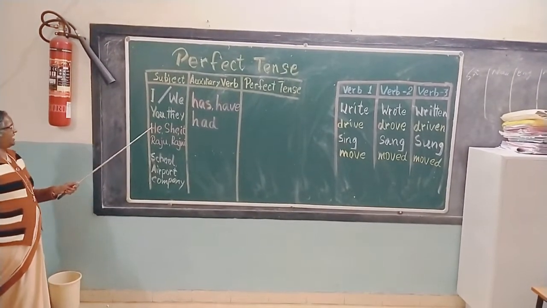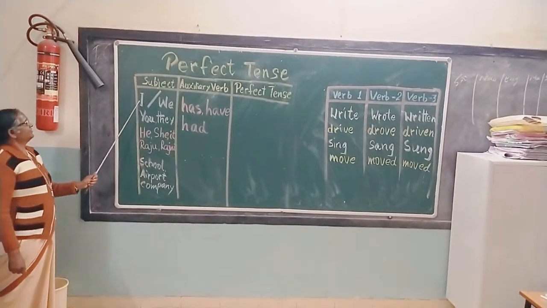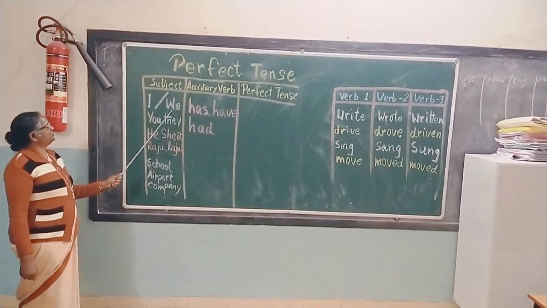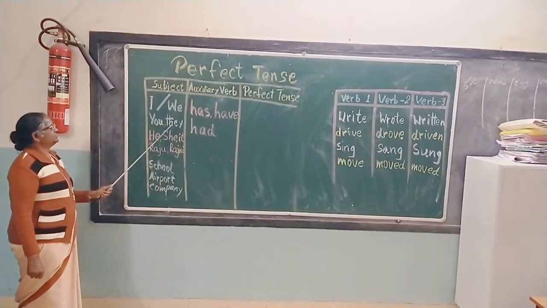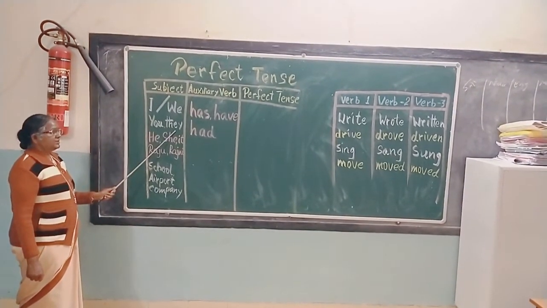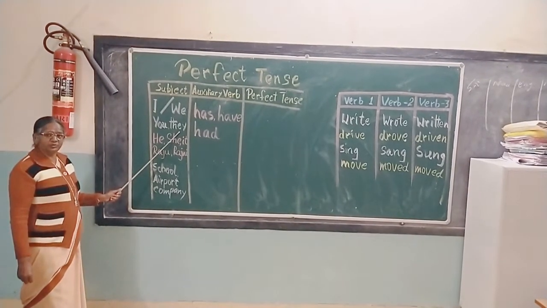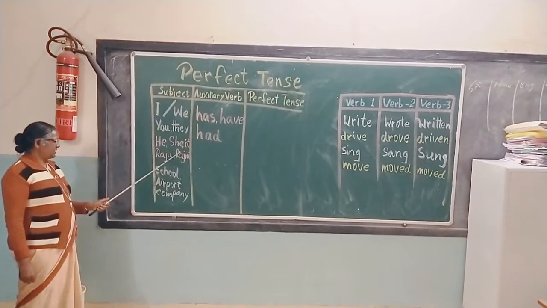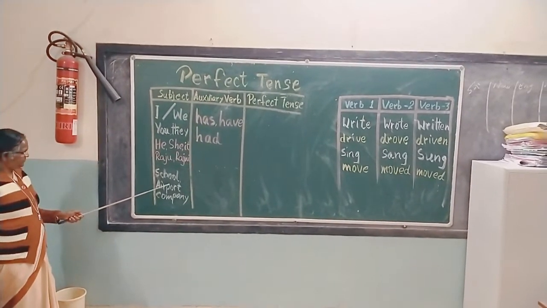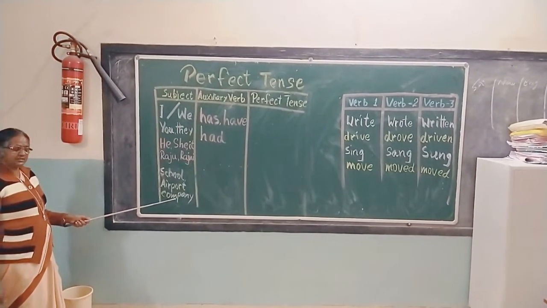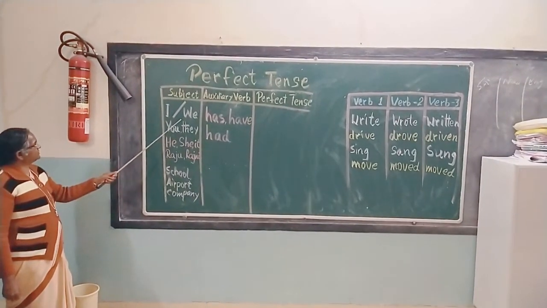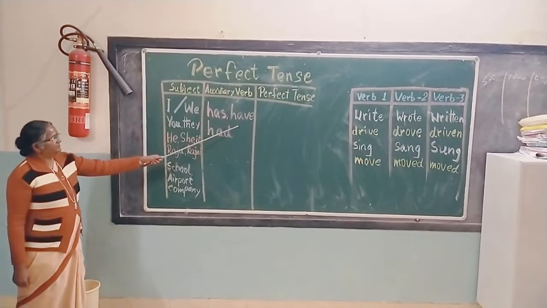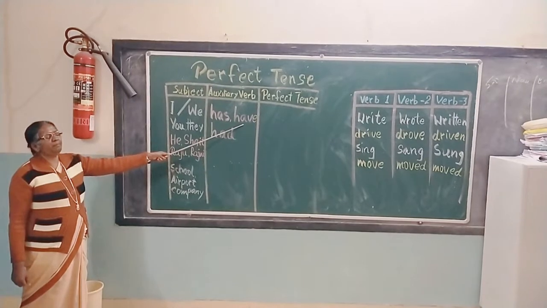When do you use have? When you use I, we, you, they, any form of plural like boys, girls, students, schools, airports, companies, then you use the word have. This is for perfect tense.